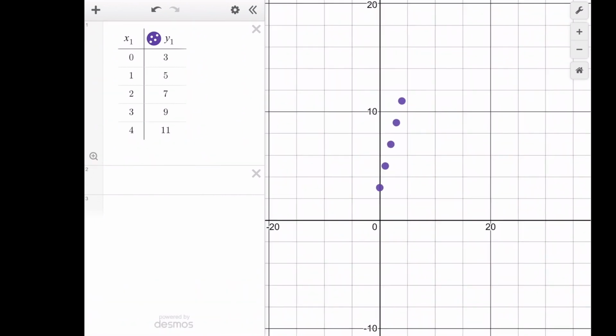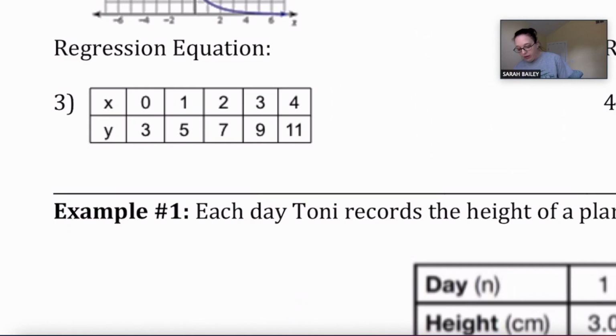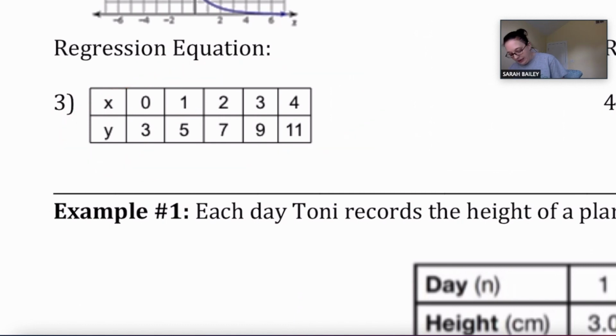Before I ask Desmos to give me the equation, I need to look at the scatter plot. Does that data look linear or does it look exponential? You can also look over here at your table. Does that table lend itself to linear or exponential? In this example, it looks like it's going to lend itself to linear. So I'm going to write linear.